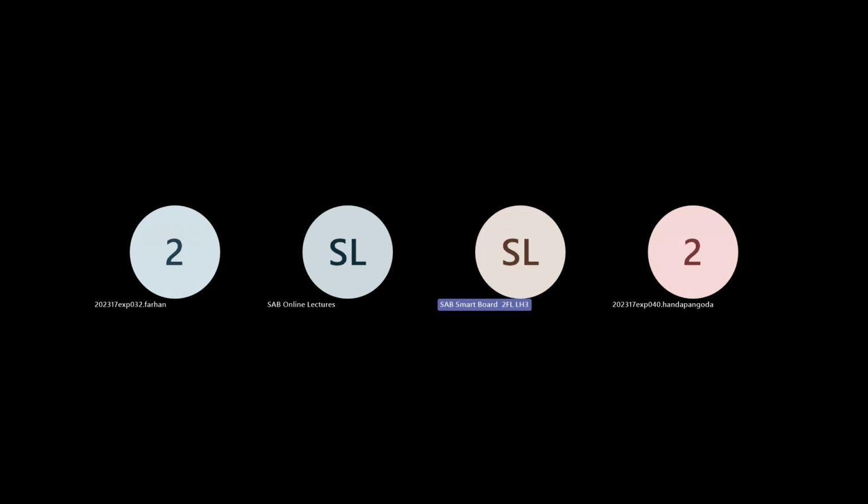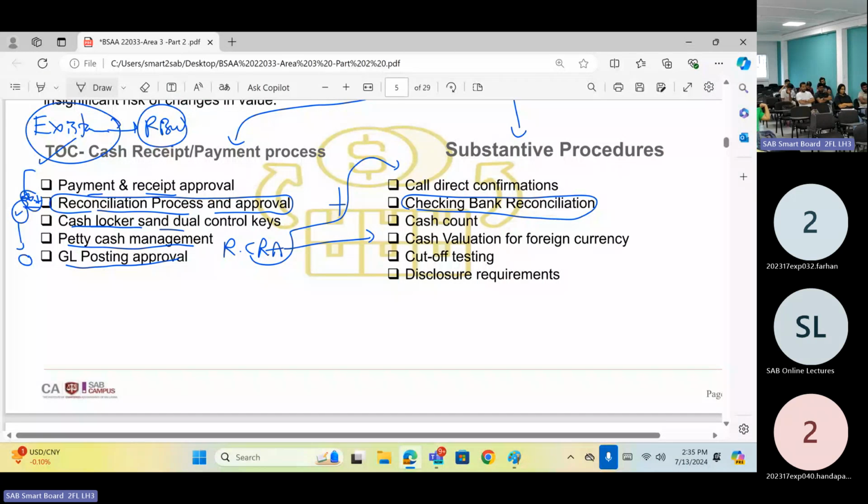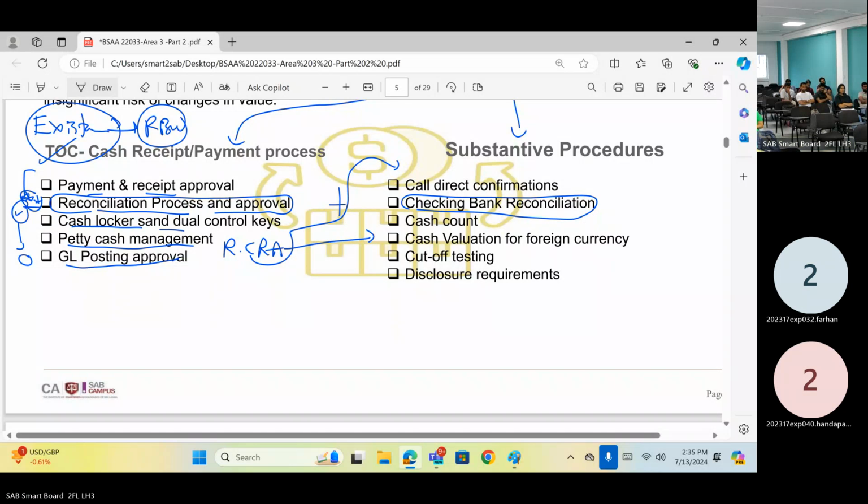Direct confirmation from the bank. Cash in hand balance, set the direct confirmation on the bank. Then go down again, compare again. What you can do? You can do a physical cash count.